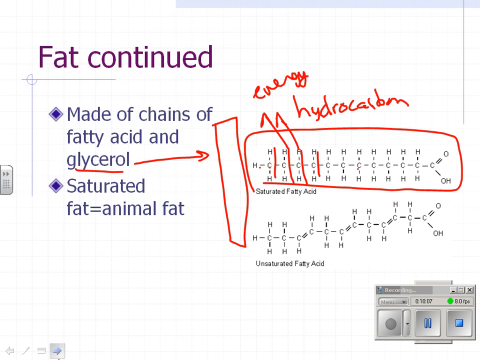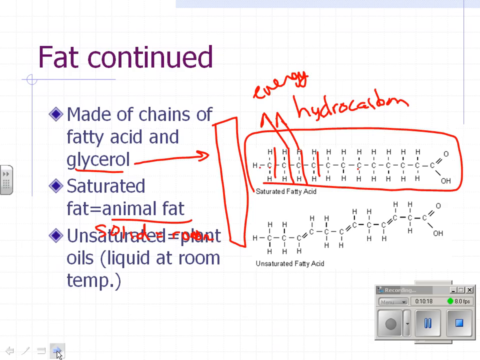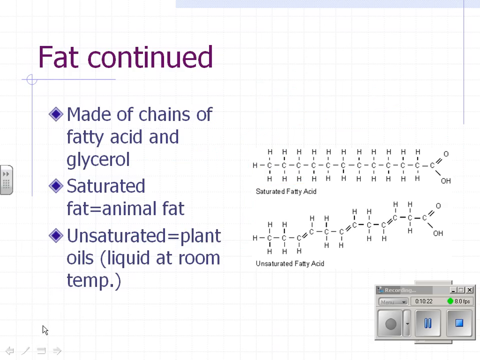There are two basic kinds of fat. Saturated fat is animal fat, solid at room temperature. Unsaturated fat is plant oils. Those are liquid at room temperature. Those are two examples of fats. There are others. Cholesterol is an example of a fat. There's trans fatty acids and things like that, which we'll talk about when we talk about nutrition and digestion.